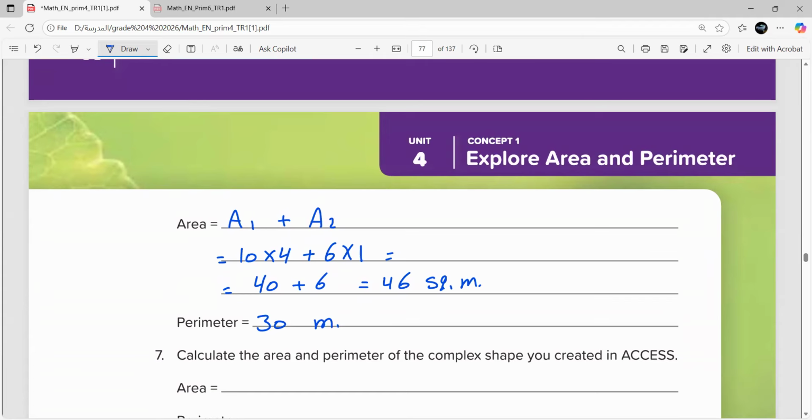Okay. This is our lesson for today. Study hard, review the multiplication table very well because we need it in the next unit.